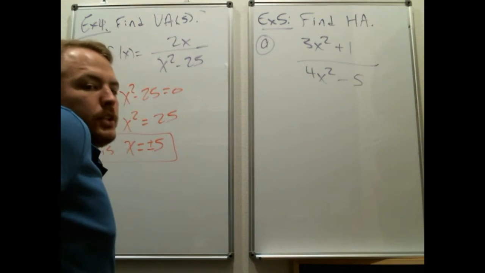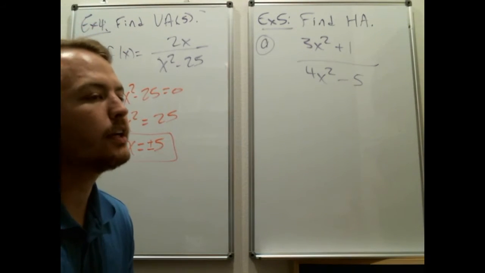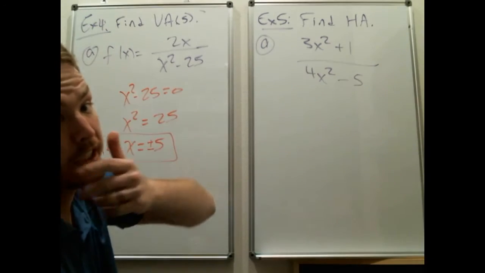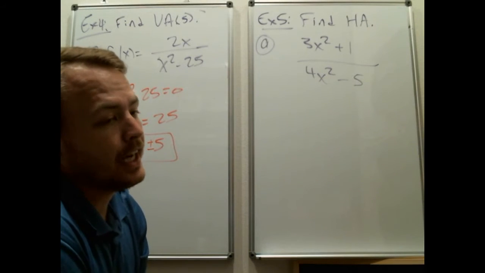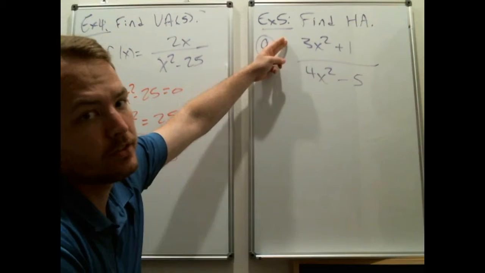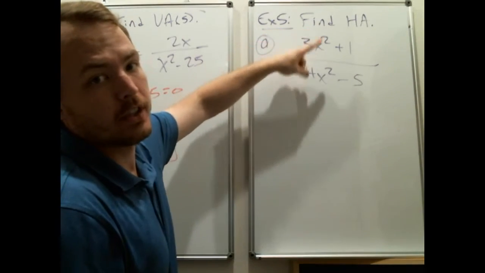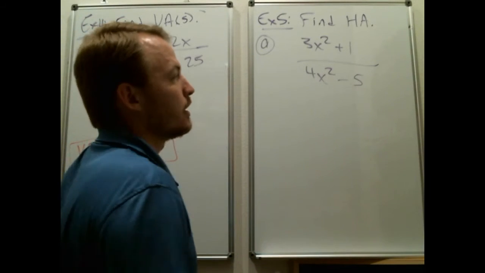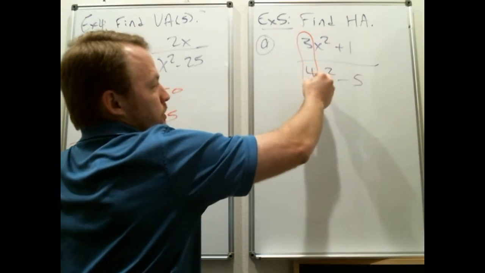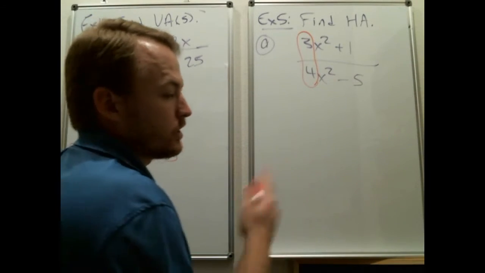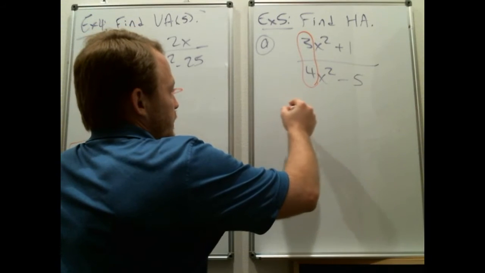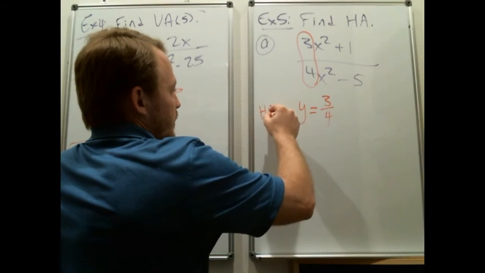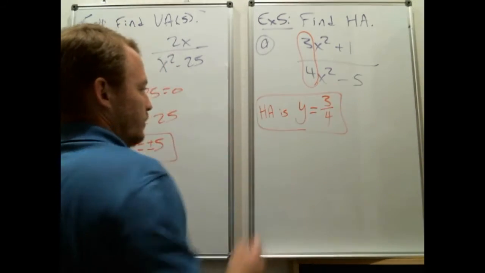Alright, so what we want to do is look at the degree of the numerator and the degree of the denominator. Remember what the degree is also. The degree is the highest exponent. So the degree of the top, its highest exponent, is 2. The degree of the bottom is 2. So if the degree of the top and the degree of the bottom are the same, then you take the leading coefficients of the top and the bottom. So this says y equals 3 divided by 4. So your HA is 3 over 4.